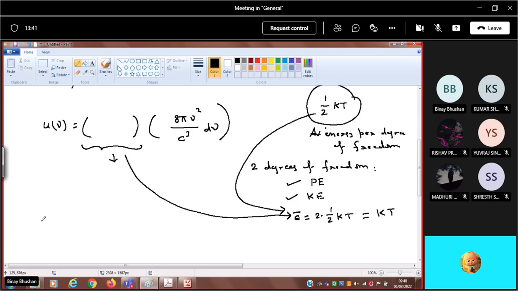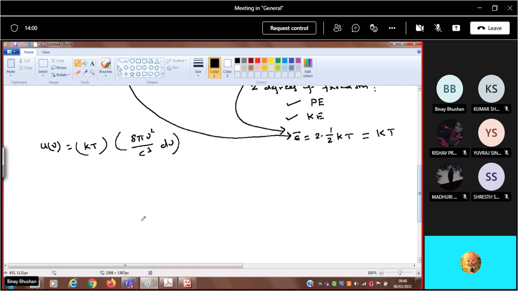So I can write now this formula U nu as kT, that is the average energy of an oscillator, and then the number of standing waves per unit volume in the frequency range nu and nu plus d nu. So this we have got. The mathematical expression we have got here for spectral energy density.